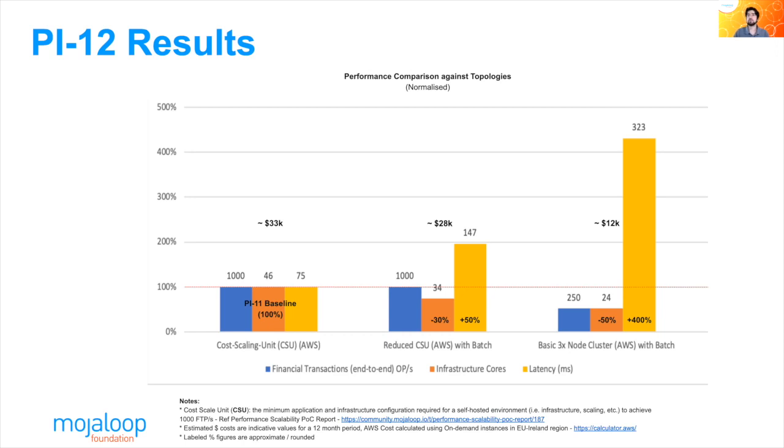We've got 250 transactions per second. The hardware has been now reduced by more than 50%. The latencies have gone up still by a considerable amount, by nearly 400% compared to the CSU. But once again, we're still within the percentage of transfers taking less than a second, being 1%.